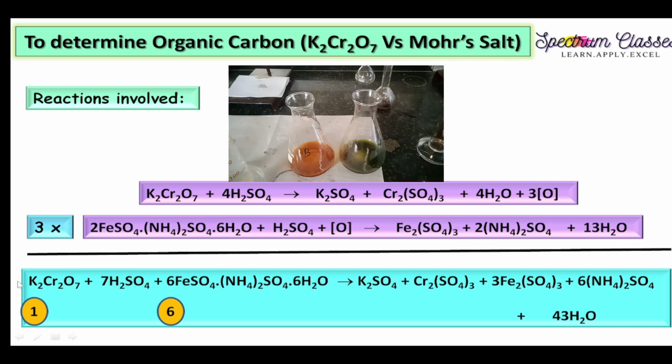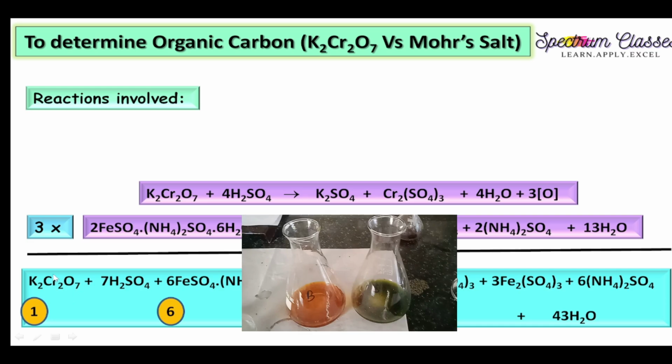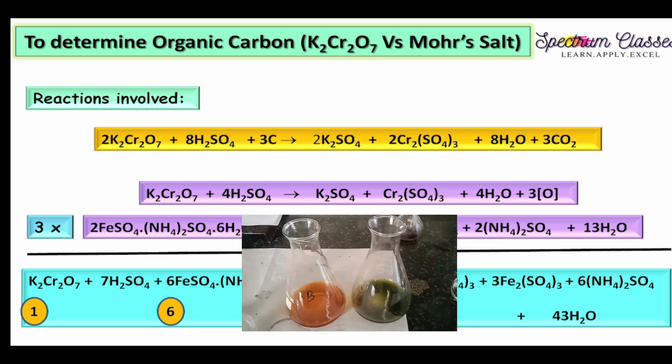But here, K2Cr2O7 reacts with the organic carbon of the soil. So we are performing two experiments. One is blank and the other one is with our soil. If the soil contains organic carbon, here you can see C. On balancing this reaction, 2 moles of potassium dichromate react with 3 moles of carbon.